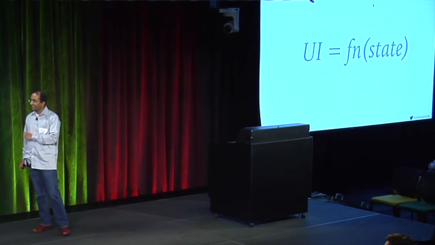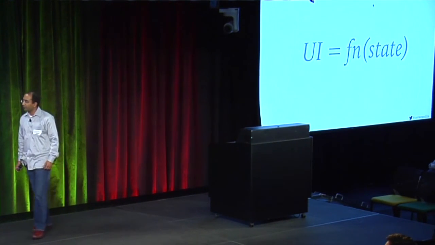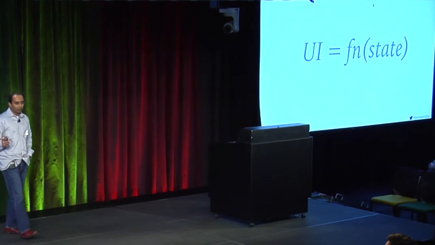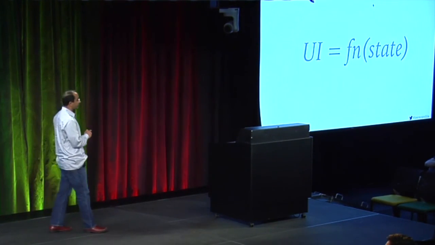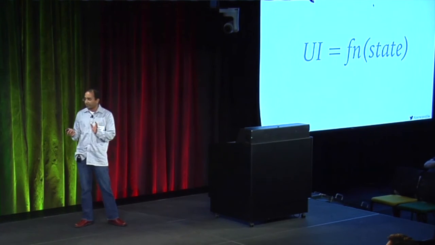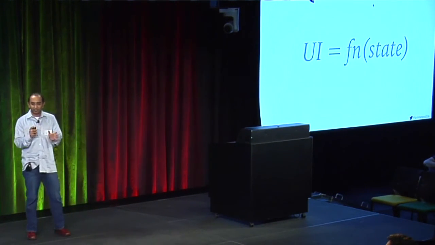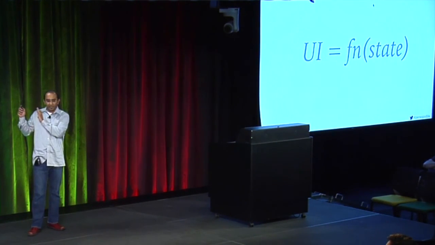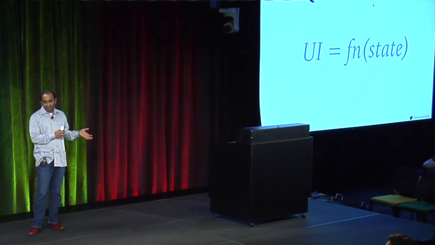So it all starts with a single equation called UI is a function of state. What this really means is that you have some data, and you want a visual representation of the data on the screen. And there is some transformation function, the fn over there, which is doing this magic for you, taking the data and putting it on the screen. So given the same data, you should always spit out the same UI, technically.